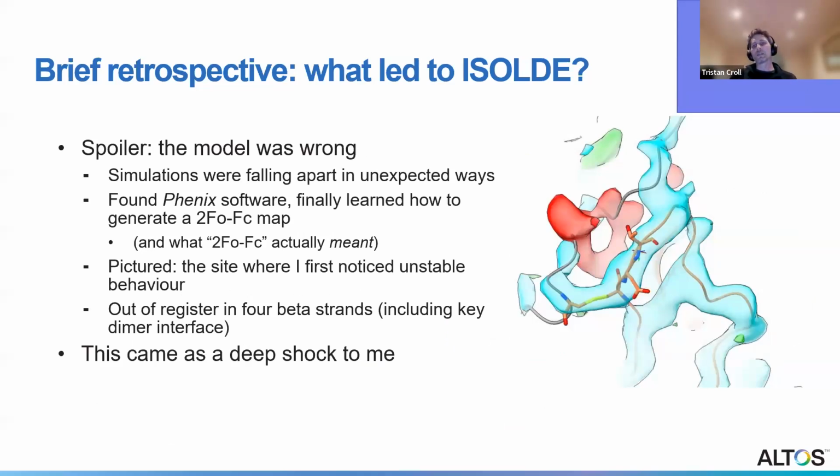But looking at the places where they fell apart, I started to realize, okay, some of these things really don't make that much sense, which finally prompted me to really go and find out how to generate a 2FO minus FC map, and actually to learn what 2FO minus FC actually meant. And to cut a long story short, pictured on the right is the spot where I first noticed unstable behavior.